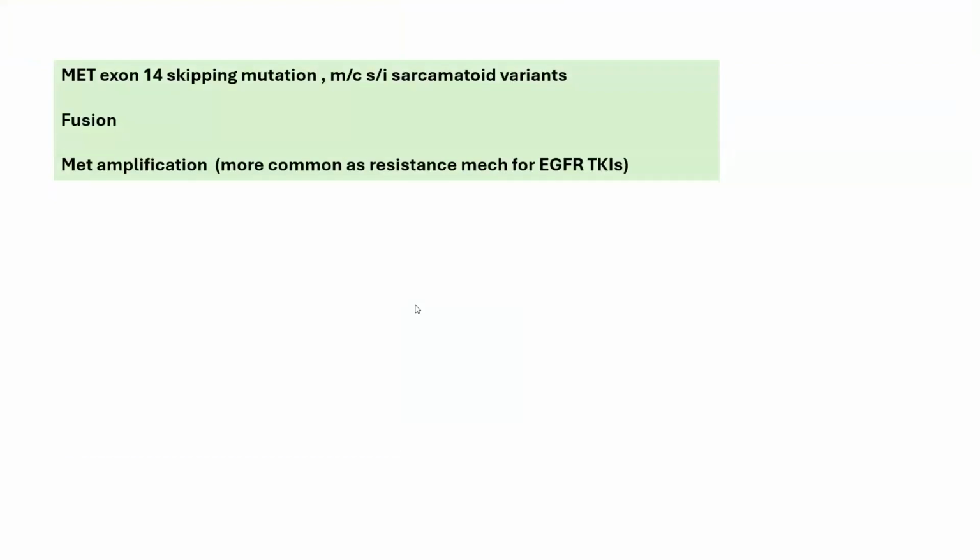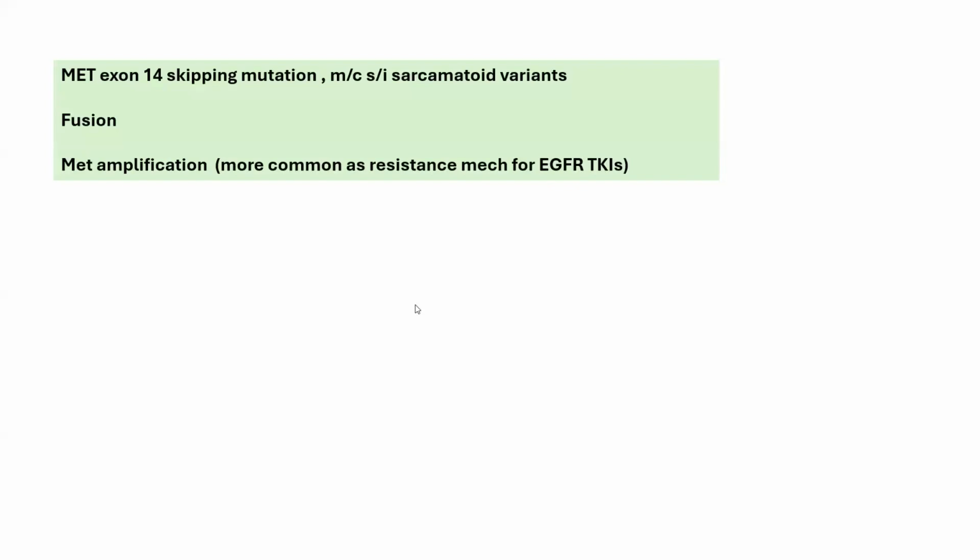Then coming on to the MET exon skipping mutation. There are three types of variants that we see in MET. Either it is a MET exon 14 skipping mutation, or it is a fusion, or it is an amplification. Generally we see MET exon mutations in primary cancers, and most commonly in those where the histologies are sarcomatoid variants. So if a patient of NSCLC has adenocarcinoma with sarcomatoid variants, we need to definitely look for MET exon skipping mutation, because these are more commonly seen in sarcomatoid variants.